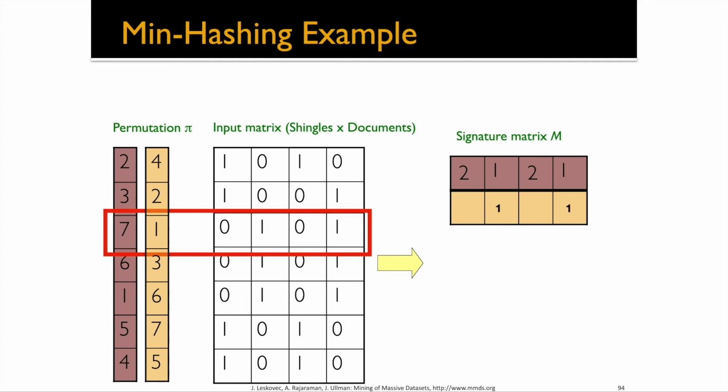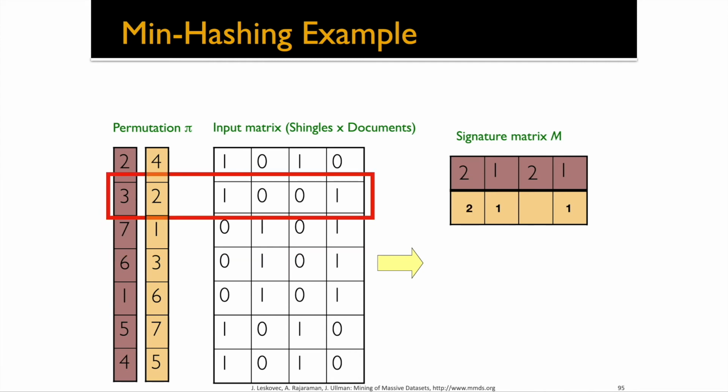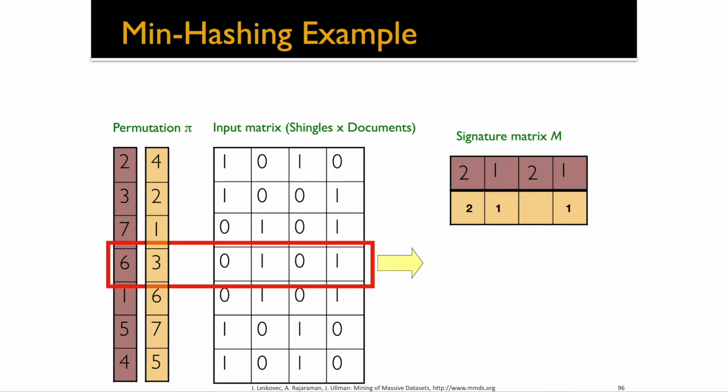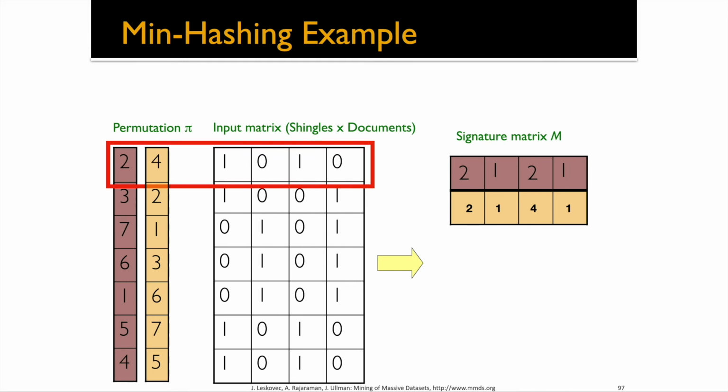Again, we see that in documents 2 and 4, our first row in our permuted order has a non-zero element, so we put a 1 there. We go to our second row, and we see that document 1 has a non-zero element there. So this happened in our second row of our permuted order. But note that we don't have a non-zero element for document 3 yet, so we keep going. It doesn't occur in row 3 either, so we have to go to row 4 in our permuted space.